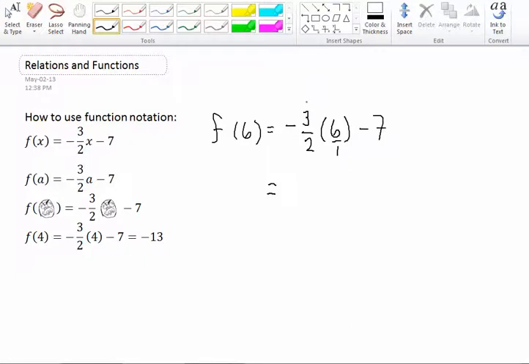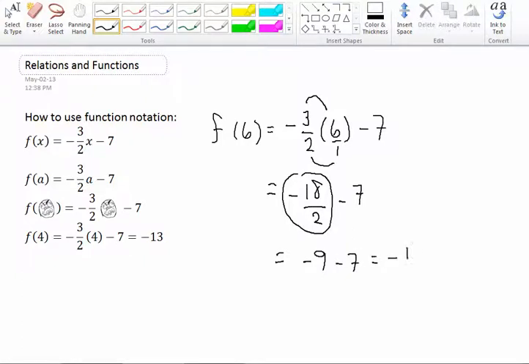So the rule for multiplying fractions is tops multiply tops, bottoms multiply bottoms. So this is going to be negative 3 times 6 is negative 18, and 2 times 1 is 2. Now take away 7. So now this fraction here can be simplified. Negative 18 over 2 simplifies to negative 9, and negative 9 take away 7 is equal to negative 16.